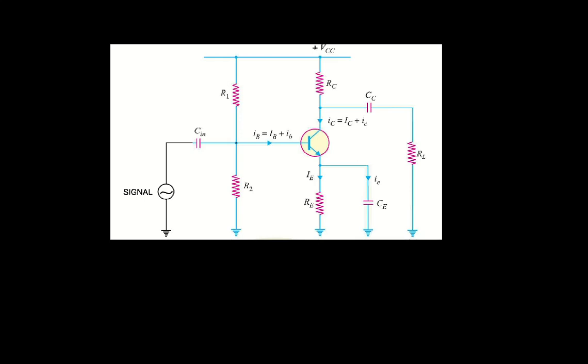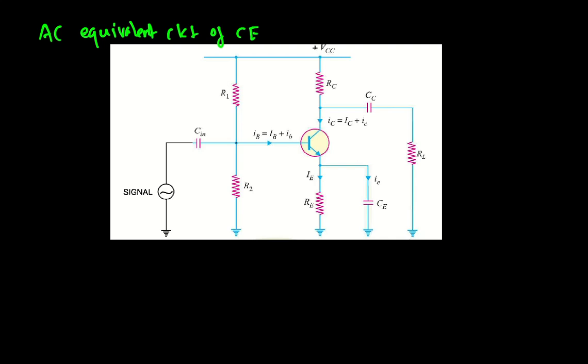In the last lecture we discussed the DC equivalent circuit and DC load line of a common emitter transistor amplifier. Now in this lecture we will discuss the AC equivalent circuit of a common emitter transistor amplifier.